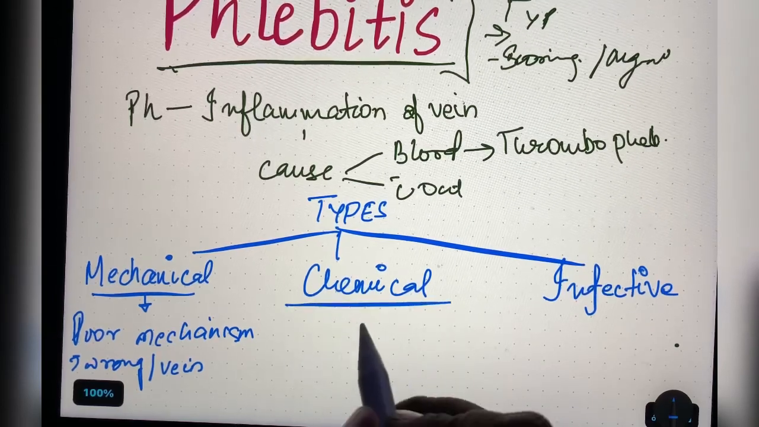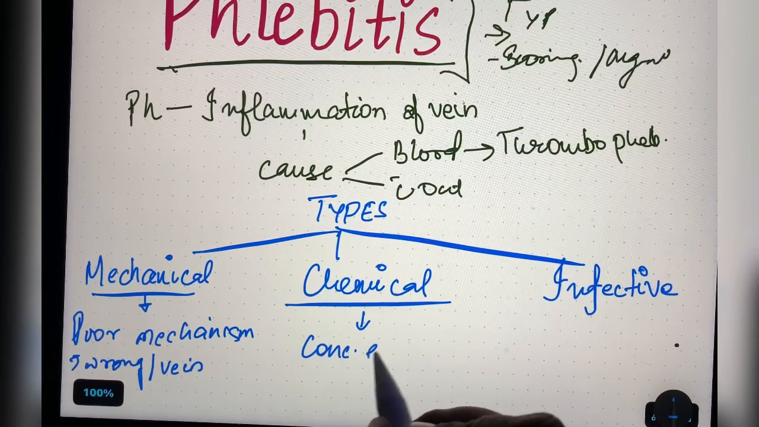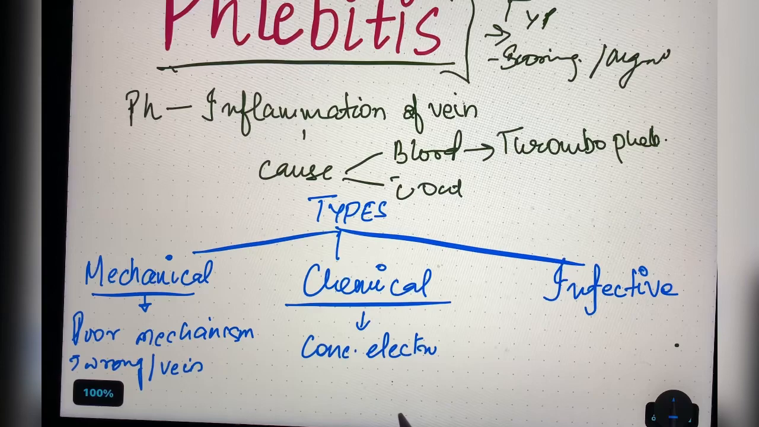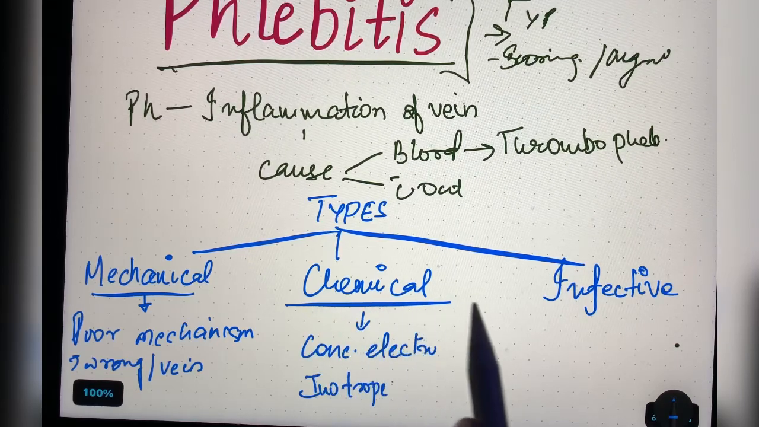Next we have chemical phlebitis. There are certain drugs, especially concentrated electrolytes. For example, we have soda bicarb, magnesium sulfate, calcium gluconate, and certain inotropic agents. These drugs have the tendency to crystallize and they will damage the lining of your veins. Because of this, the patient may develop chemical phlebitis.